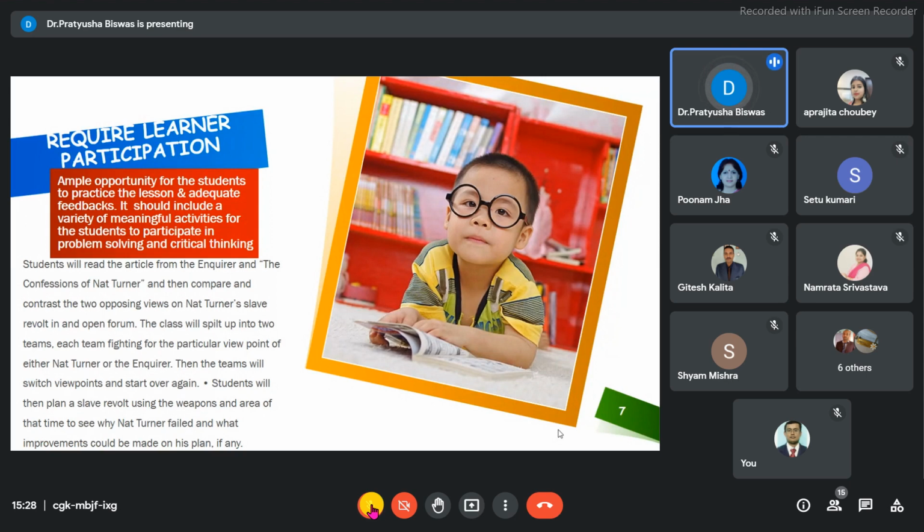Now what exactly we are looking forward to in requiring learner participation is ample opportunity for the students to practice the lesson and adequate feedback. It should include a variety of meaningful activities for the students to participate in problem solving and critical thinking. So, like I told you, ample opportunity for the students to practice the lesson.